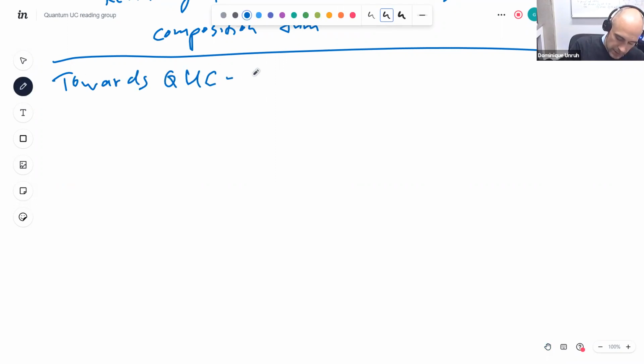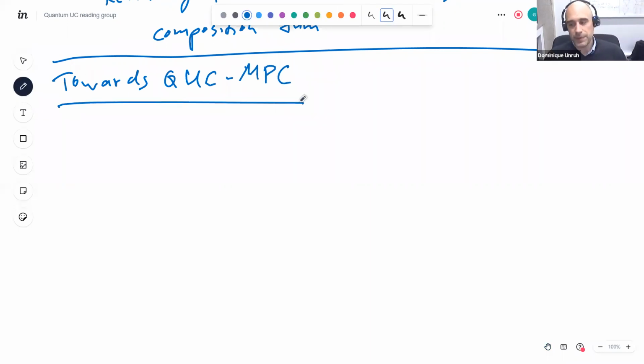Well, quantum UC multi-party computation. So we want to implement a multi-party computation functionality. I don't want to write down an explicit definition of this functionality because we will actually not look at that particular functionality anyway. It's just some functionality that takes inputs from people, does some computation, and gives outputs, and basically all the inputs are classical, all the outputs are classical, but the protocol that implements this might use quantum communication.